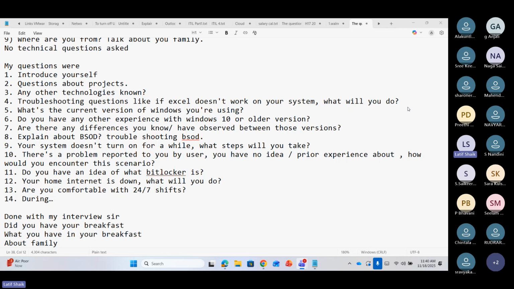Next one is, even though you got a ticket, you have little experience, but you got a ticket, then what will you do? Generally, nowadays, people are using ChatGPT to get that information.